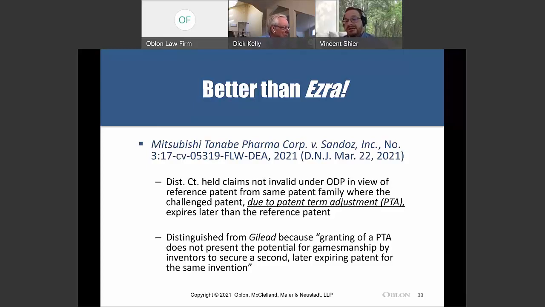Right? By definition, patent term adjustment is a reward for delays caused by the patent office. That's not a patentee fault. It's not a patentee game. That's a statutory scheme. And so the district court held that the claims in an MTP are not invalid under obviousness double patenting, where we're looking at the same family and the patent term adjustment is what drives the later expiration date. But that's directly at odds with the holding in Magna.